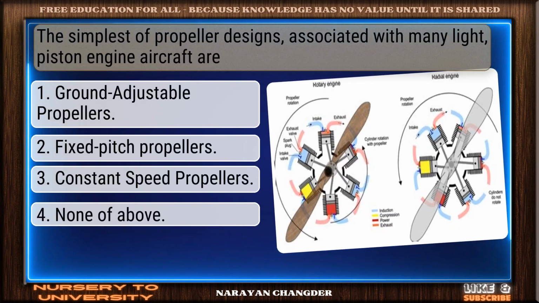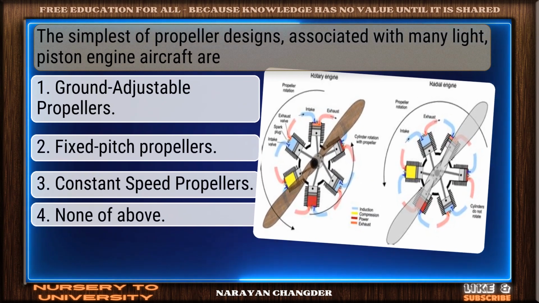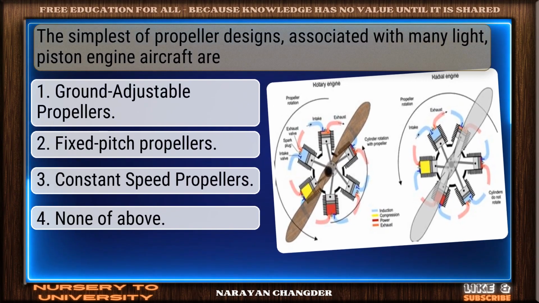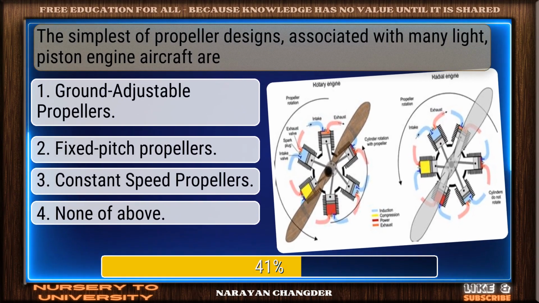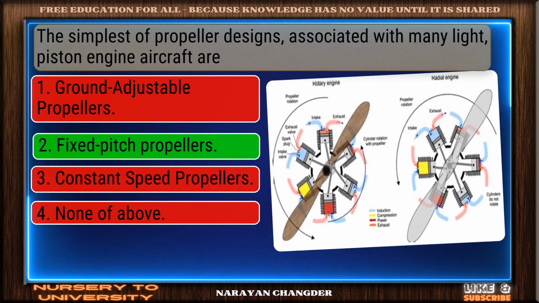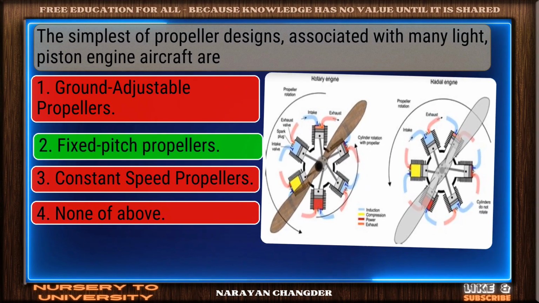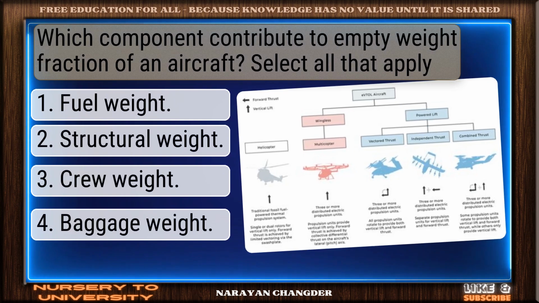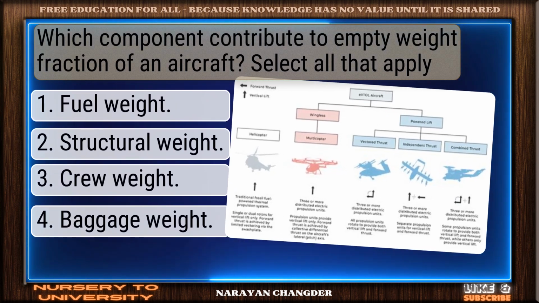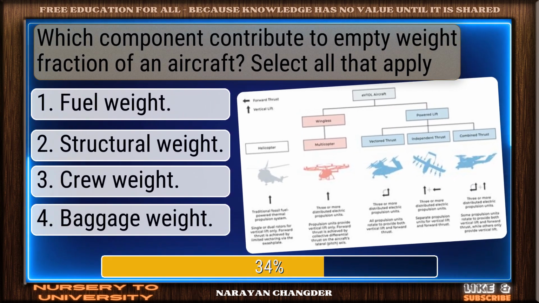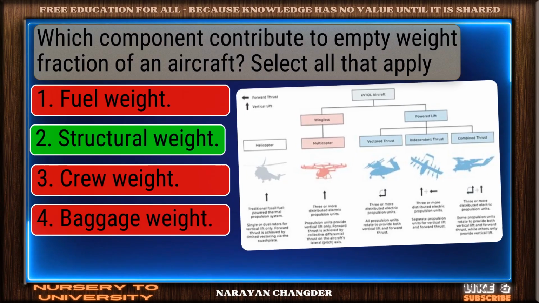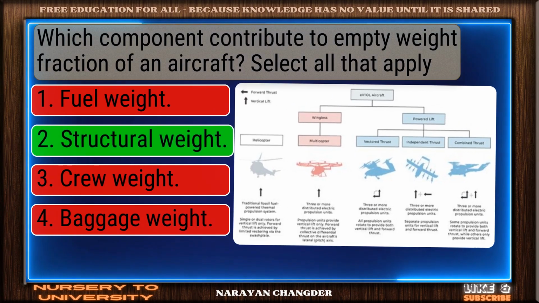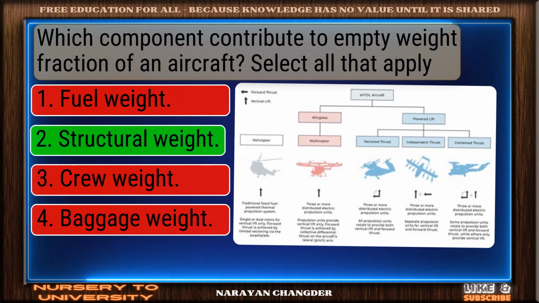The simplest of propeller designs associated with many light piston engine aircraft are... Well reasoned. Fixed pitch propellers is the correct choice. Which components contribute to the empty weight fraction of an aircraft? Select all that apply. Exactly. Structural weight makes sense, and it is the right choice.